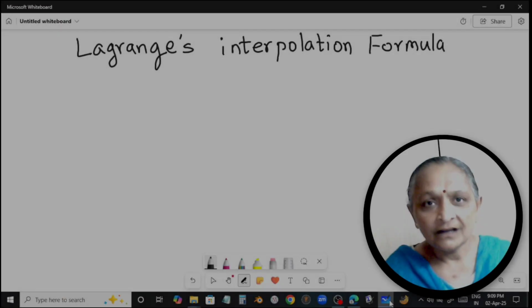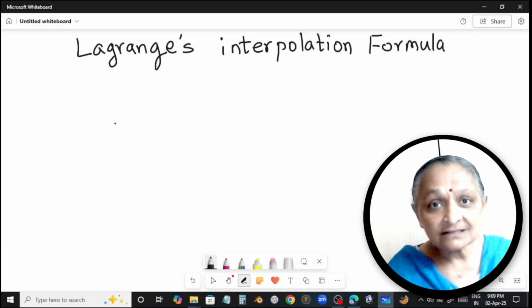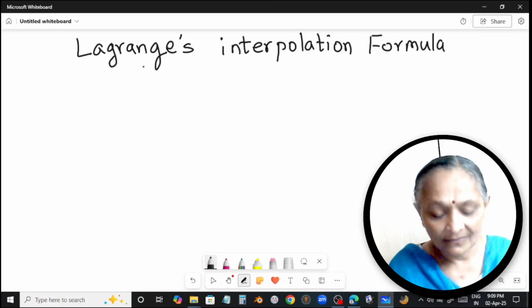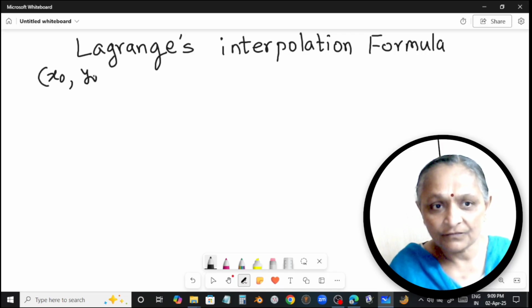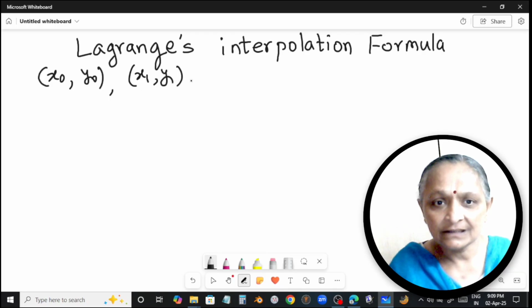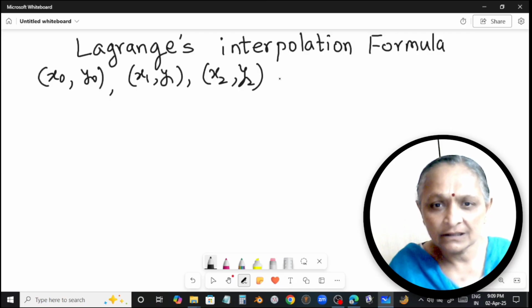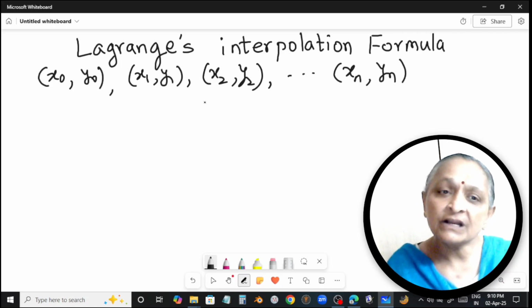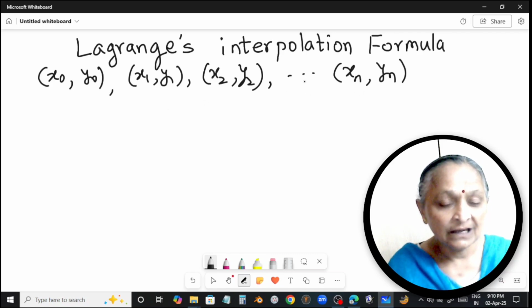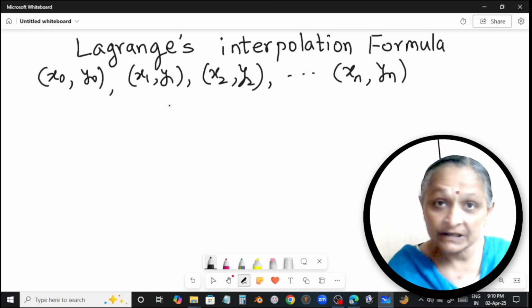Hello all. Let us today learn Lagrange's interpolation formula. In case of the given set of points x naught, y naught, x1, y1, x2, y2, and so on up to some xn, yn. In all, we are given n plus 1 points and not necessarily equally spaced.